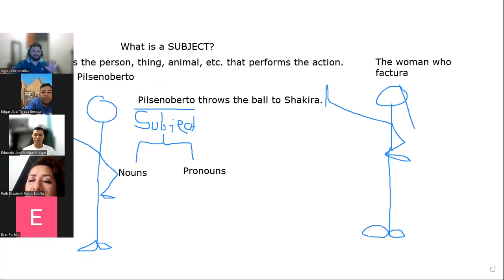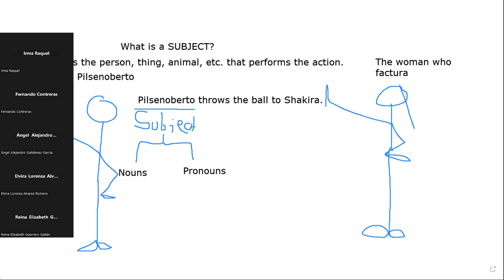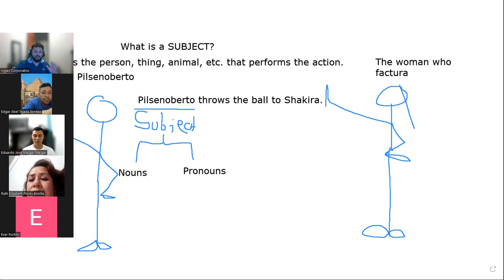Very good, guys. Did you know that objects are the same as subjects? They can be nouns and pronouns. So an object can be a noun and a pronoun. So what is the difference? And by the way, do we have an object here? I'm not talking about a physical object. I'm talking about a grammar object. The ball. Okay, very good.